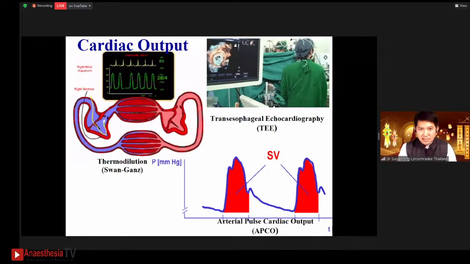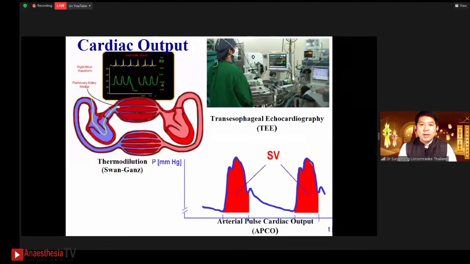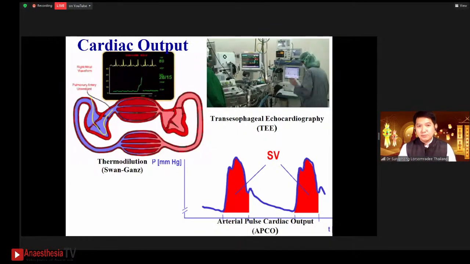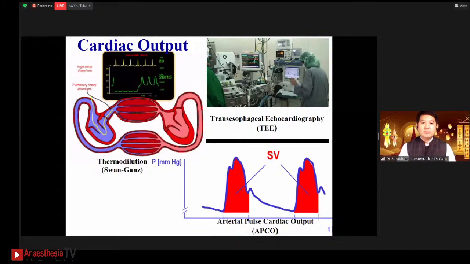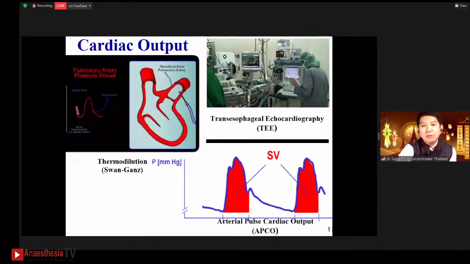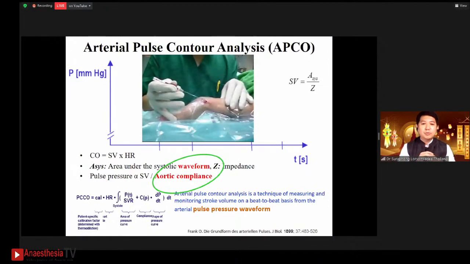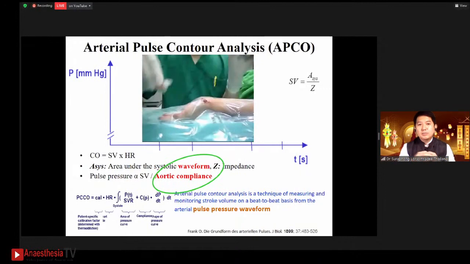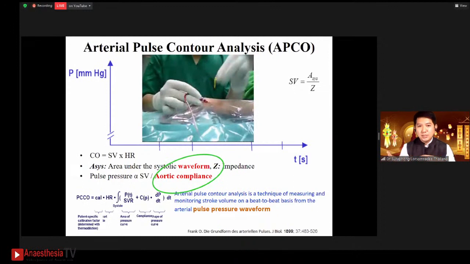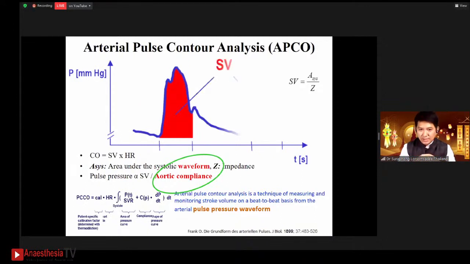We can use our TEE, transesophageal echo, to analyze cardiac output. We can use arterial pulse contour cardiac output to have minimally invasive cardiac output as well. Right now, we are changing to the minimally invasive approach, like arterial pulse contour cardiac output. But if we choose to use arterial pulse contour cardiac output, we have to understand the principle of it, where two effects will interfere. First, it will interfere if the waveform changes. Second, it will interfere if the aortic compliance changes.